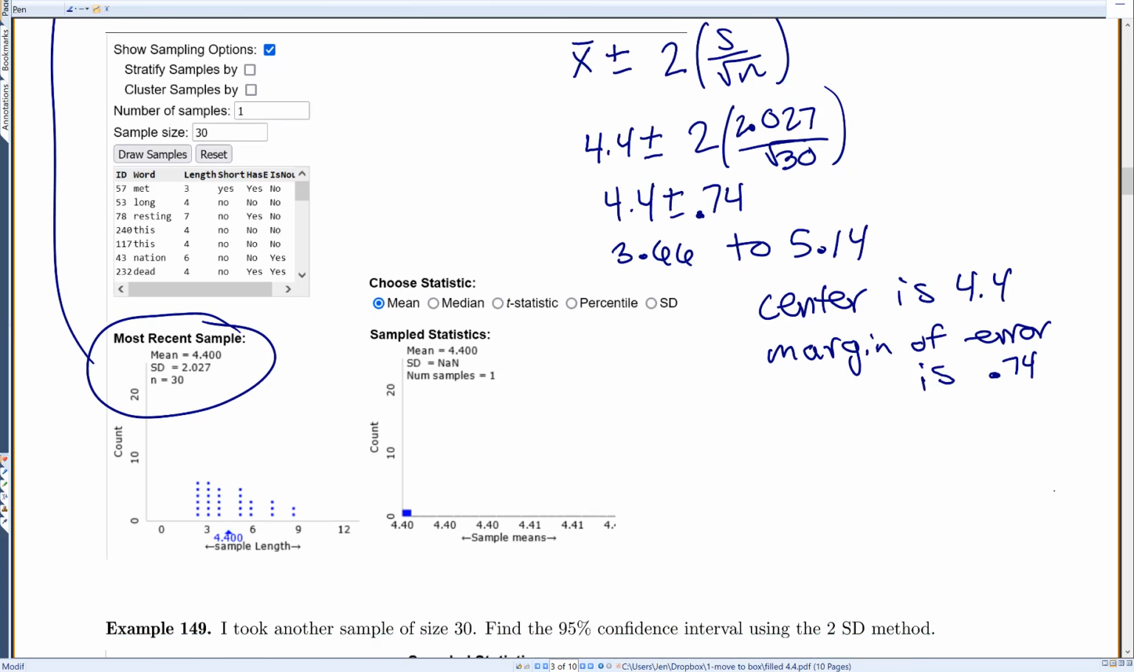Okay. Notice again, this is my actual sample here, and I kind of changed the way it all looked just so it fit on the page. Okay. These are my sample statistics, so this is my one sample mean so far.